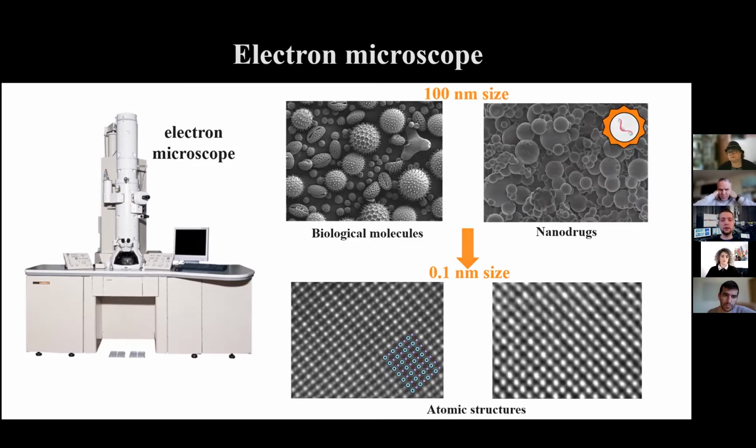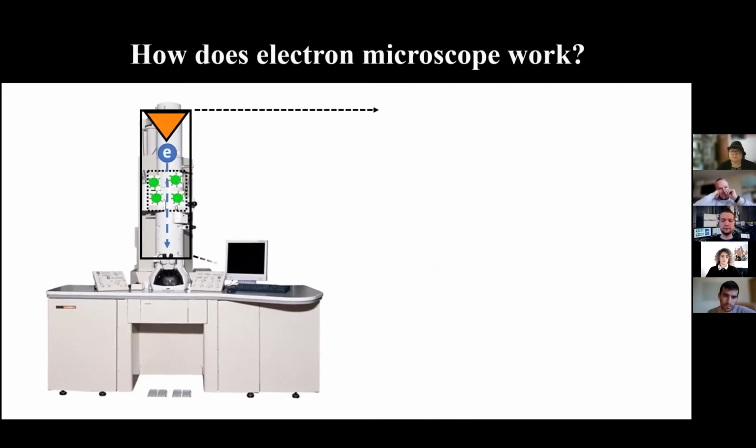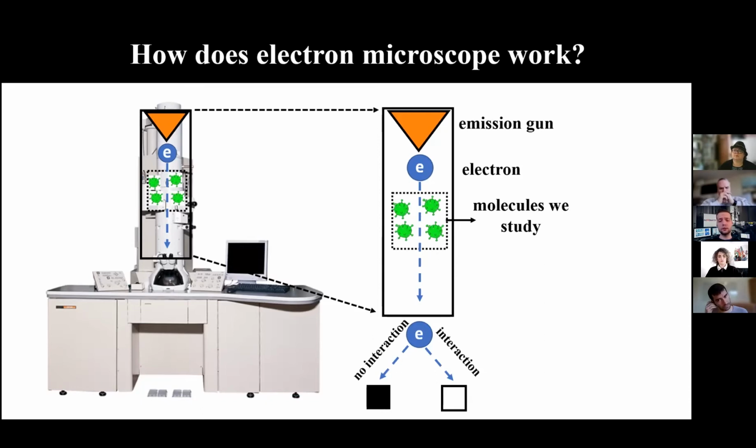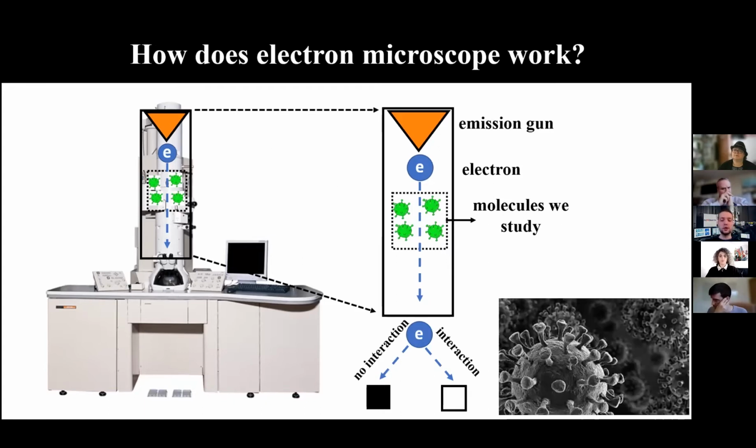But how does this unique device work? The electron microscope at the top produces electrons, small particles that we will discuss later. These electrons interact with the biological molecules we want to study. This interaction is a keystone in electron microscopy. In simple words, if the electron interacts with the molecules, it gives a white pixel on the screen and a black pixel if it didn't interact. We display many pixels, which finally form an impressive image.